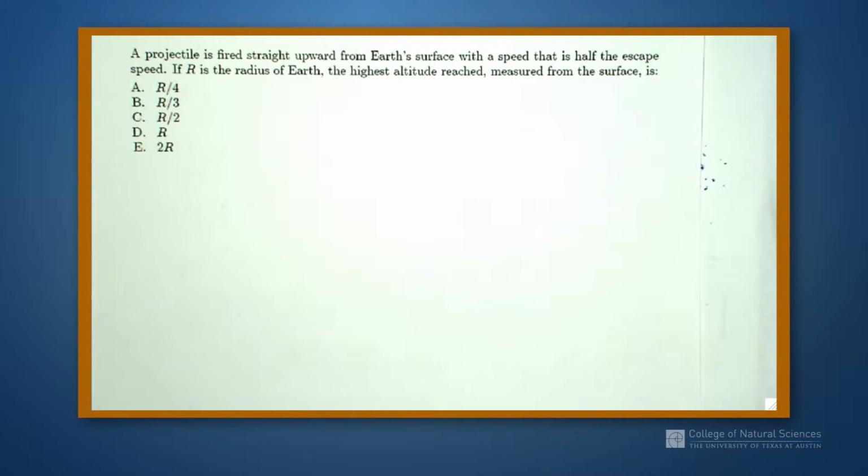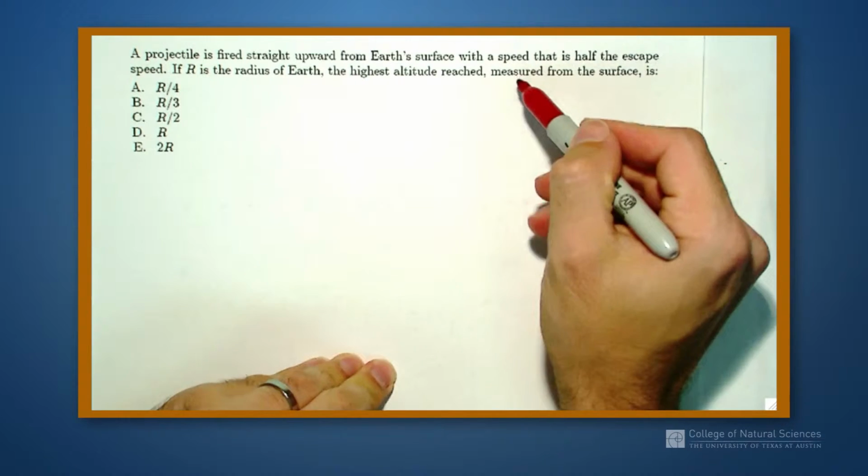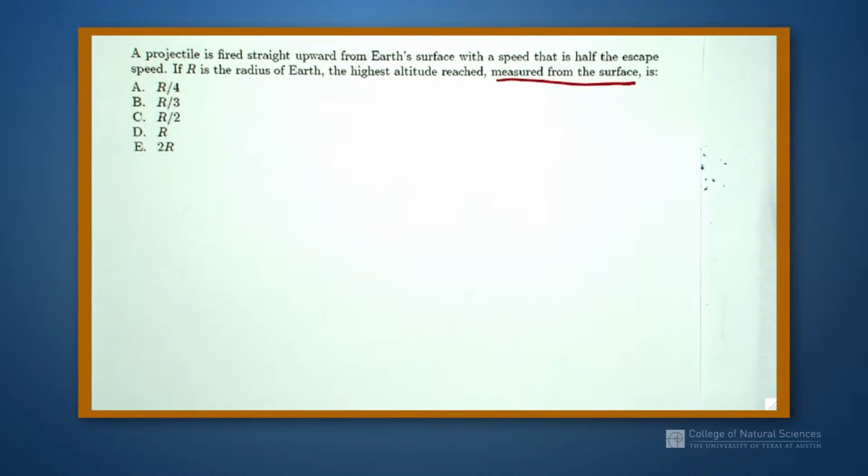A projectile is fired straight up from the Earth's surface with a speed that is half the escape speed. If r is the radius of the Earth, the highest altitude that it reaches, measured from the surface, is what? I'm going to underline "measured from the surface" because I know that with universal gravity I always want to deal with distances measured from the center of the Earth, not from the Earth's surface. So I want to make sure that I don't screw this up.